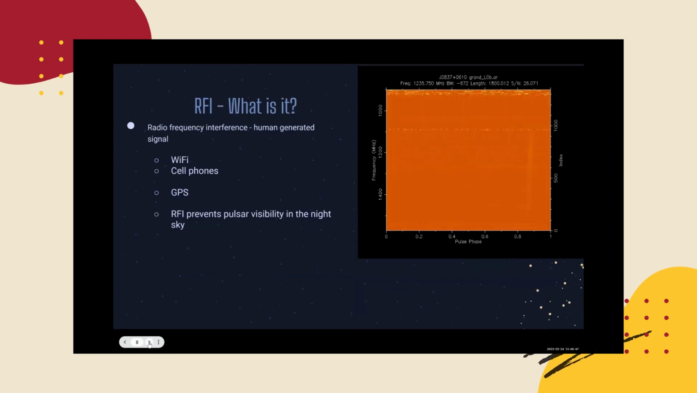So what is RFI? RFI is radio frequency interference, which is a human-generated signal that comes from Wi-Fi, cell phones, GPS, and other things like that. We could see the pulsar very faintly to the right, and the RFI are the horizontal lines. And what we can do to try to brighten the pulsar is to use a tool called PAZI to zap the RFI.